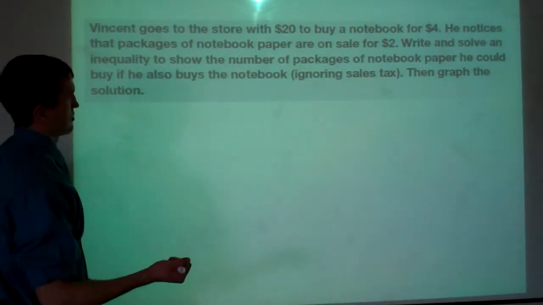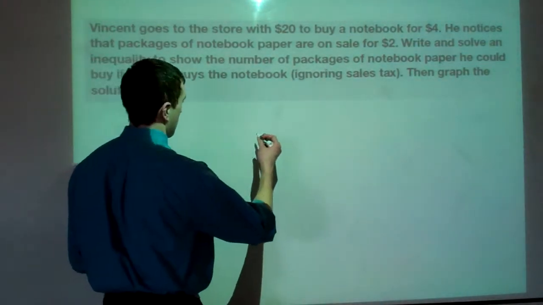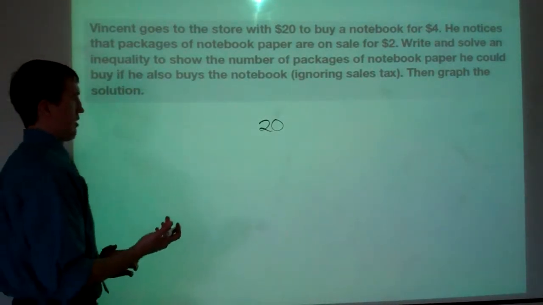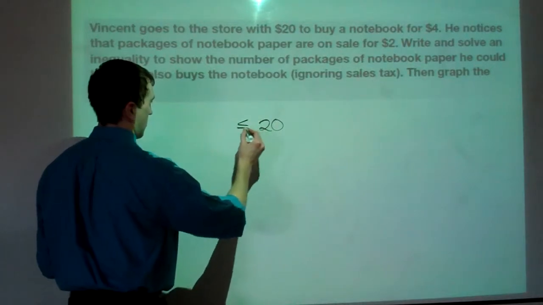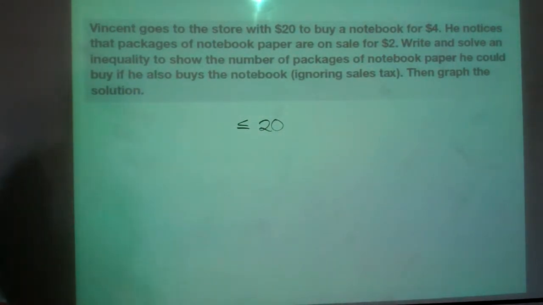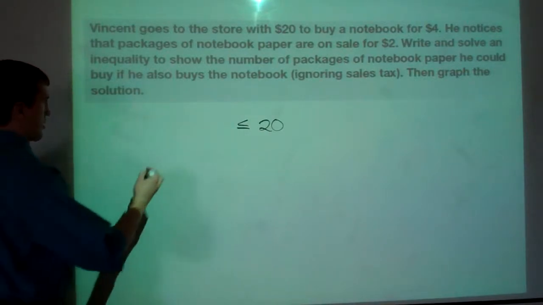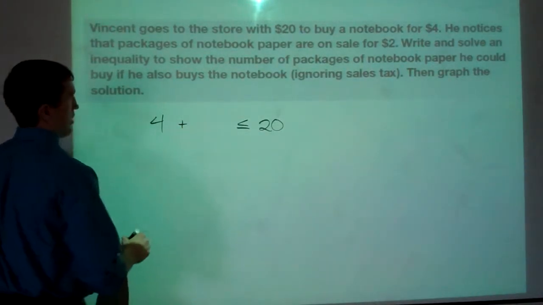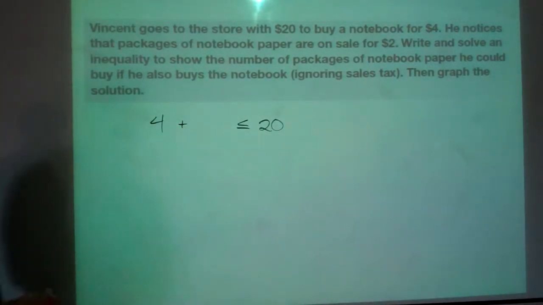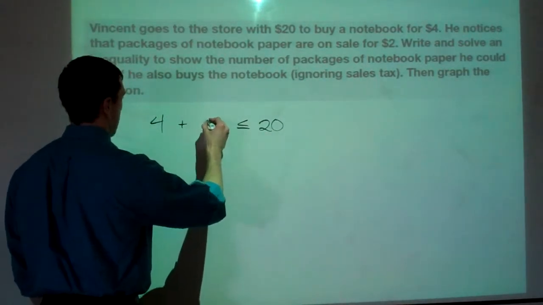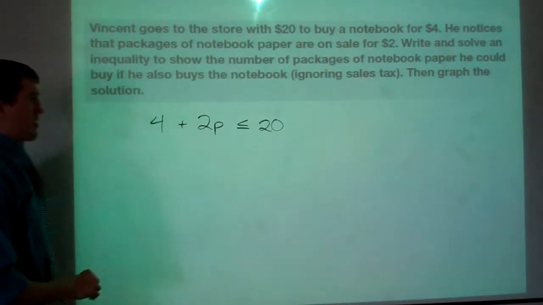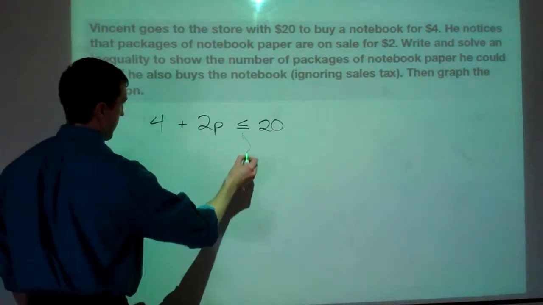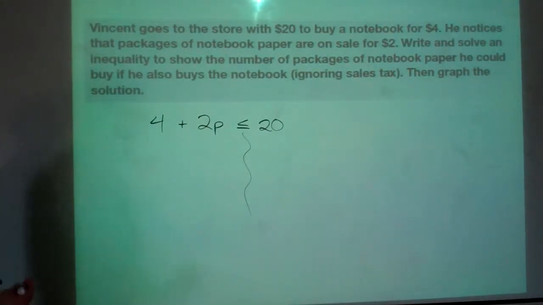So we've got $20 to work with here. So obviously whatever he spends has to be less than or equal to $20. Okay? Because you don't have more than that. So no matter what, he's going to buy a notebook for $4. And he's going to add on $2 for every package that he buys of this notebook paper. So 2 times however many packages of paper he buys. So there's our equation. Now let's solve for P, and that should tell us how many packages he can buy.